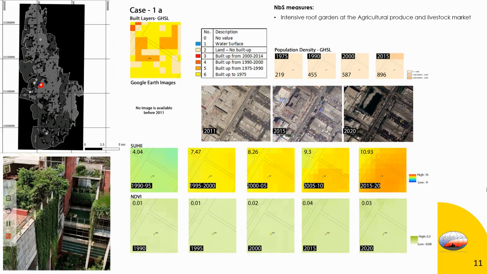And this was another study, which is actually a commercial street. If you look into the images, it's completely a concrete jungle. The population has increased, not much, but this is more of commercial spaces. However, the SUHI has grown tremendously, from 4.04 in 1990 to 10.93 during the 2015-20 period, and there hasn't been any vegetation growth over here. So we proposed an NBS composed of rooftop vegetation.